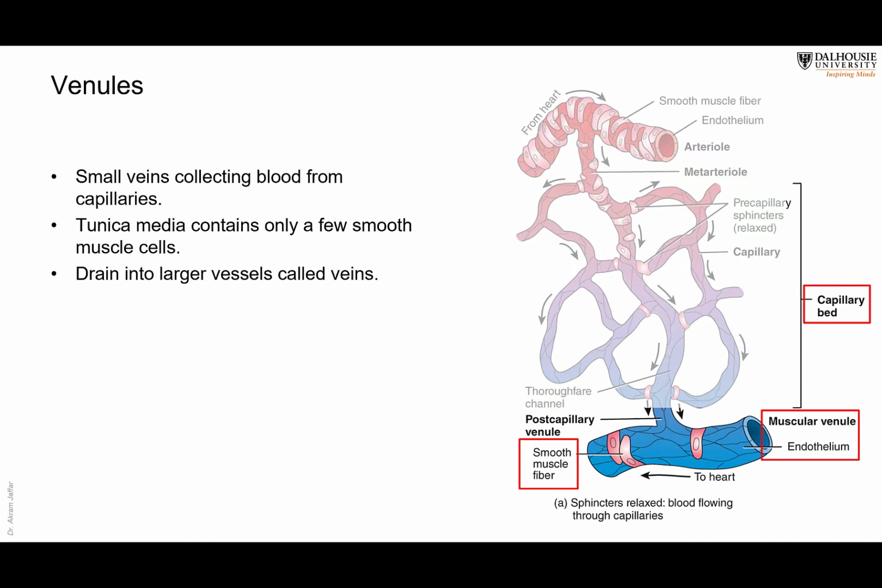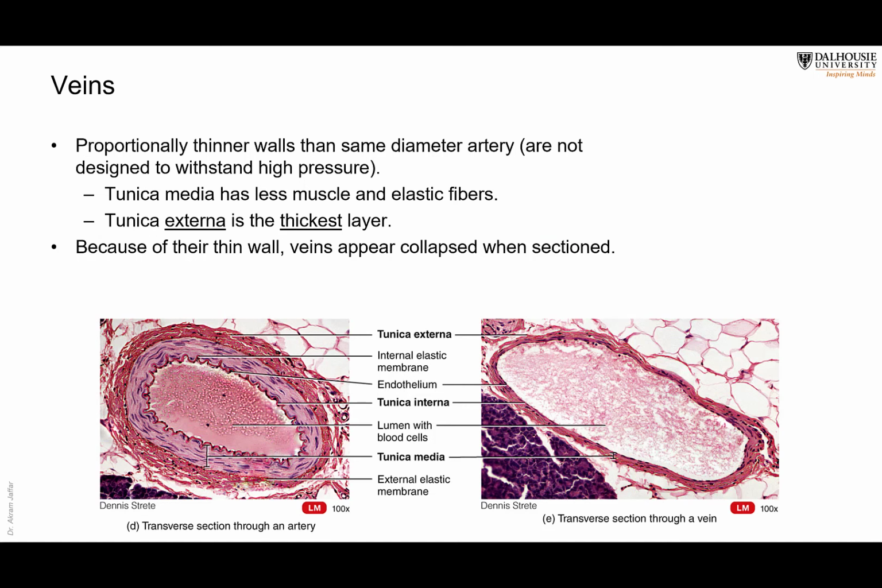Now the venules are small veins, as their name indicates, and they have again tunica intima and tunica media, which contains smooth muscle cells. Then they drain into larger veins. Here you can see this is a vein, and you can compare between the vein and the artery. Here's an artery, here's a vein. So for a comparable size of a lumen, the vein has a much thinner wall than the artery, because the blood inside the vein is under less pressure than the artery. Isn't that right? So that's why the wall of the vein is much thinner.